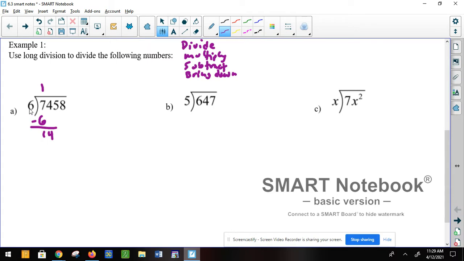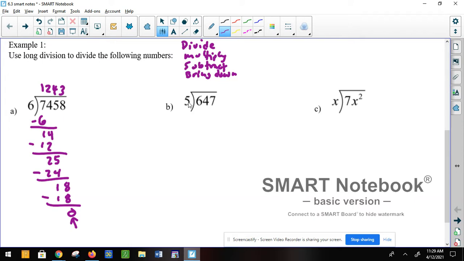But let's finish it off. 6 goes into 14 twice. 2 times 6 is 12. Subtract, and you get 2. Bring down the 5. 6 goes into 25 4 times. 4 times 6 is 24. Subtract, and you get 1. Bring down the 8. 6 goes into 18 3 times. 3 times 6 is 18. Subtract, and you get 0. When you get 0 there, that means there is no remainder, and the answer is 1,243 in this case.